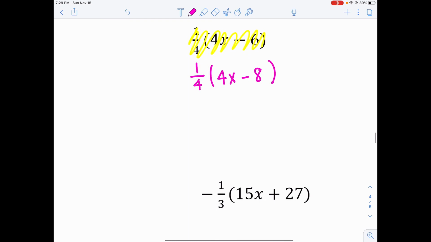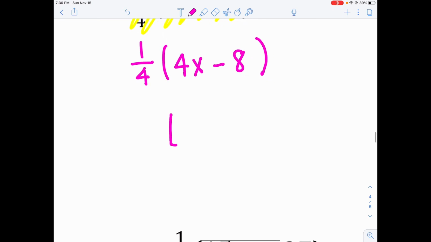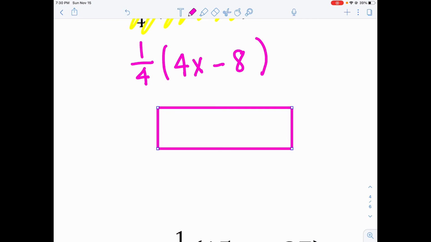Okay, let's do another one. And notice I did change this one. It said -6. I changed it so that it says -8. So looking inside the parentheses, there are 2 terms inside the parentheses. So that means 2 boxes. Hate when it doesn't auto grab that shape for me. There we go.